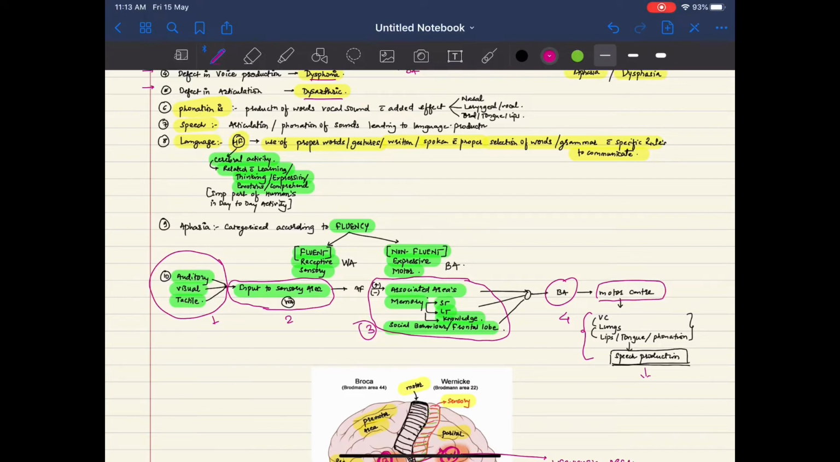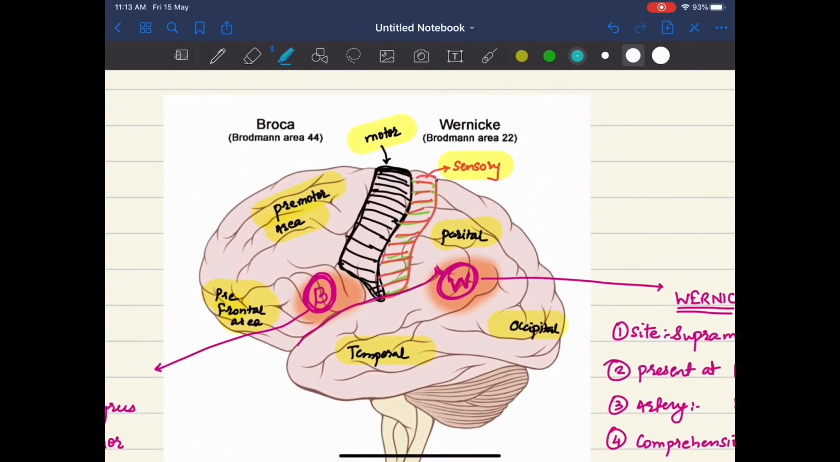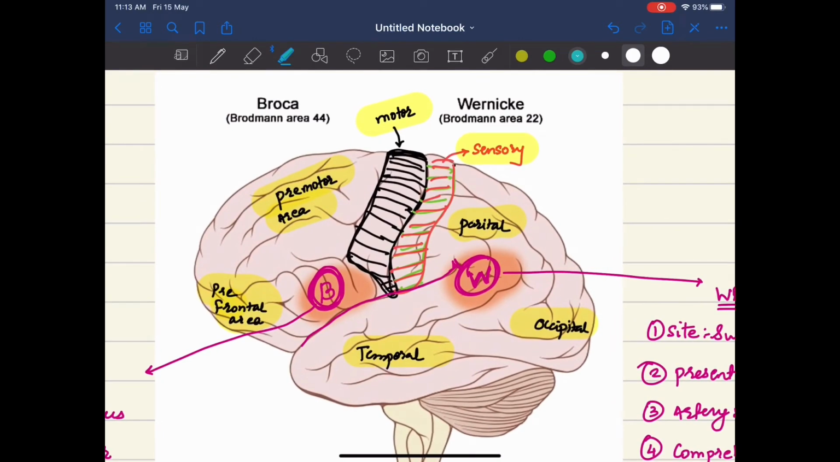I haven't gone into the scientific terms, but this is what you should know. What is the role of Wernicke's and what is the role of Broca's? So Wernicke's and Broca's. Broca's area is motor, while Wernicke's is sensory. Okay, and this is the basic anatomy which must be known by you all.